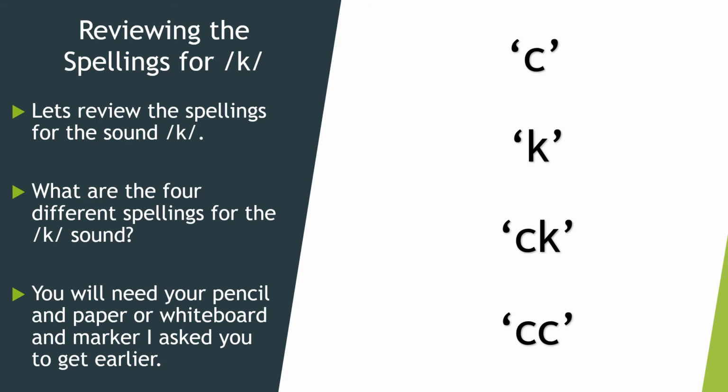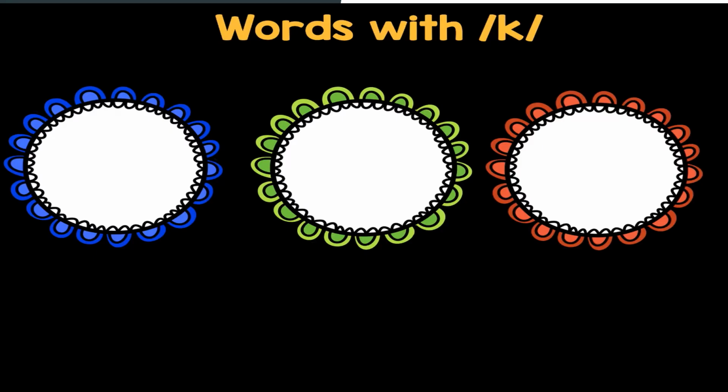Make sure you pause this video and get the materials that you need because you are going to need them for the next activity. When you're ready, press play. We have been studying the 4 ways to spell the sound k. Can you name those 4 spellings? C, K, CK, and double C. All 4 of these spellings can appear in the middle of words.